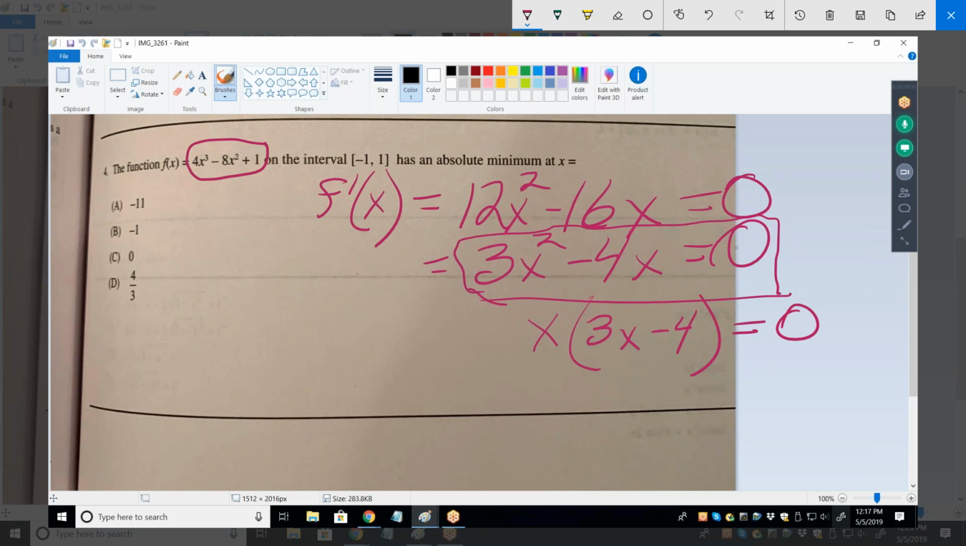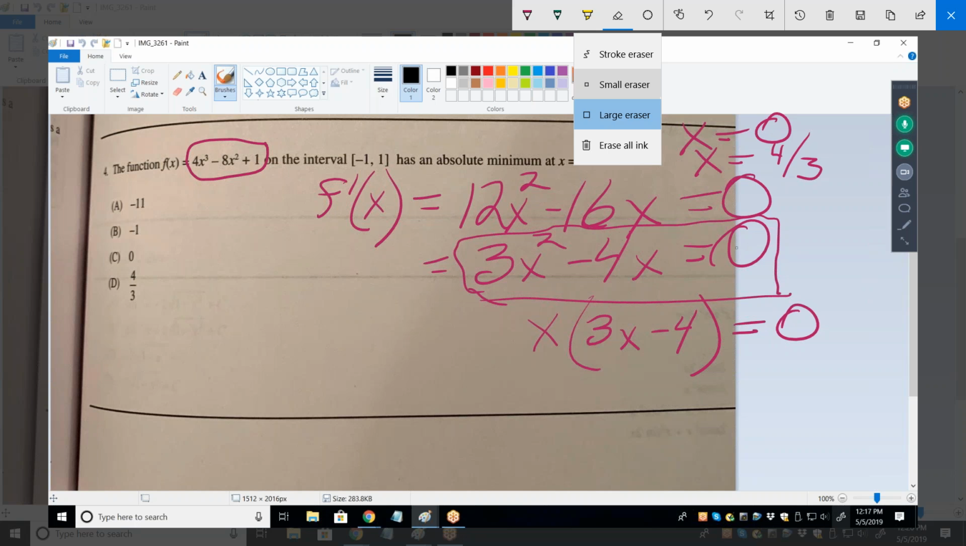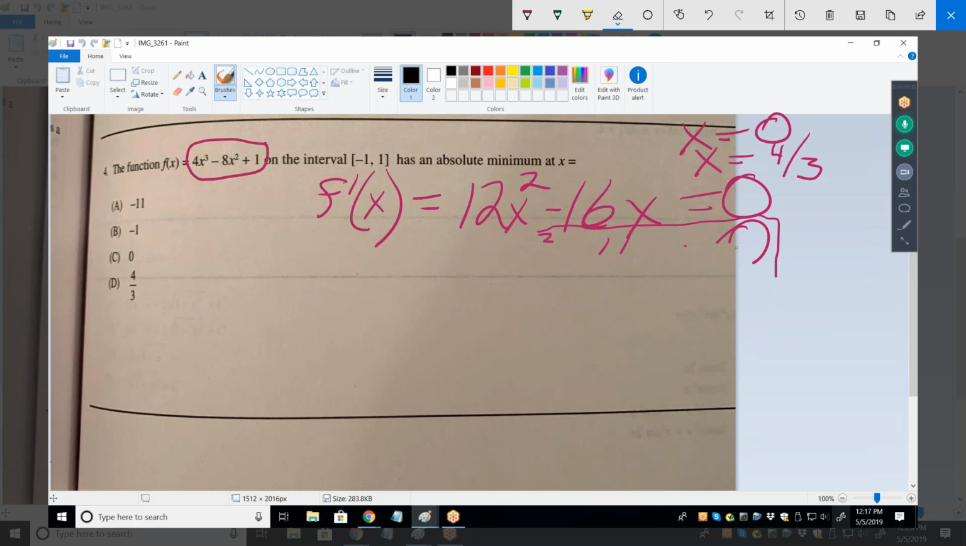Don't ever forget that fundamental rule of algebra: if one thing multiplied by another equals 0, then you've got two possibilities. So x can be equal to 0, or x can be equal to 4/3. At both of those places, we have a zero slope tangent line. In all likelihood, one of those is a minimum and one is a maximum. The next step is to determine which is which.